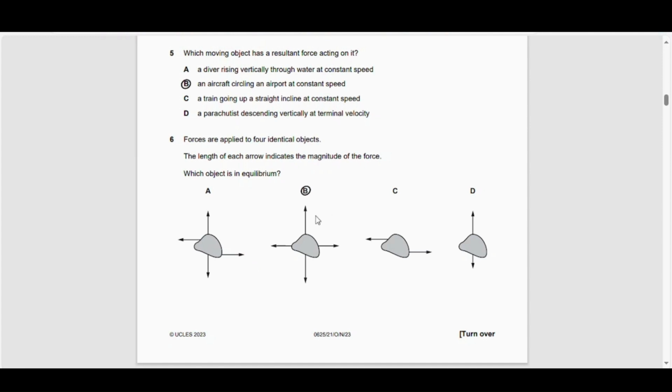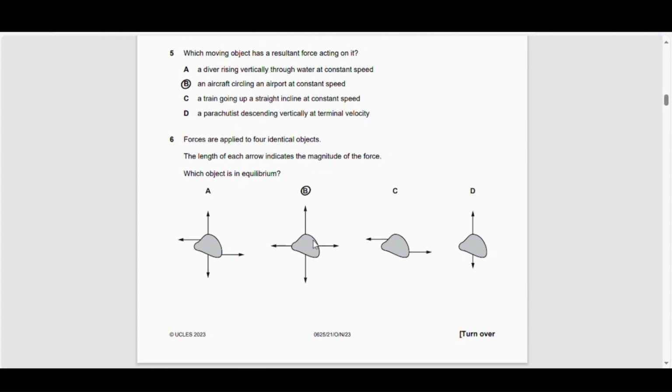In the case of B, we've got, again, 4 arrows, 2 pointing upwards, 2 pointing to the side. The arrow that points upwards balances the arrow that points downwards, and the force that points to the left balances the force that points to the right. So the object is not going to move side to side or up and down.